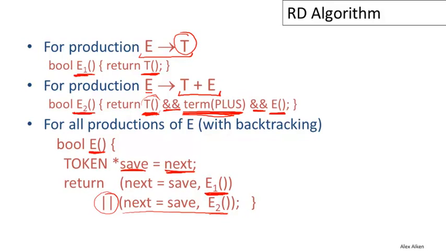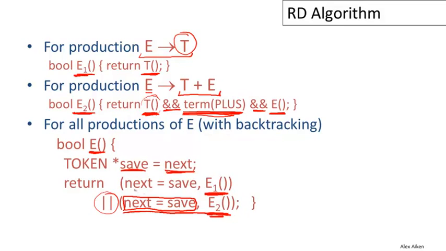Now let's consider what happens if E1 returns false. Well, if E1 returns false, then the only way this OR can be true is if the second component is true. And what's the first thing we do? The first thing we do is restore the next pointer before we try E2. And if E2 returns true, then the whole thing returns true, and the E function succeeds. If the E function fails, well, then we're out of alternatives for E, and the failure is going to be returned to the next higher level production in our derivation, and it will have to backtrack and try another alternative.